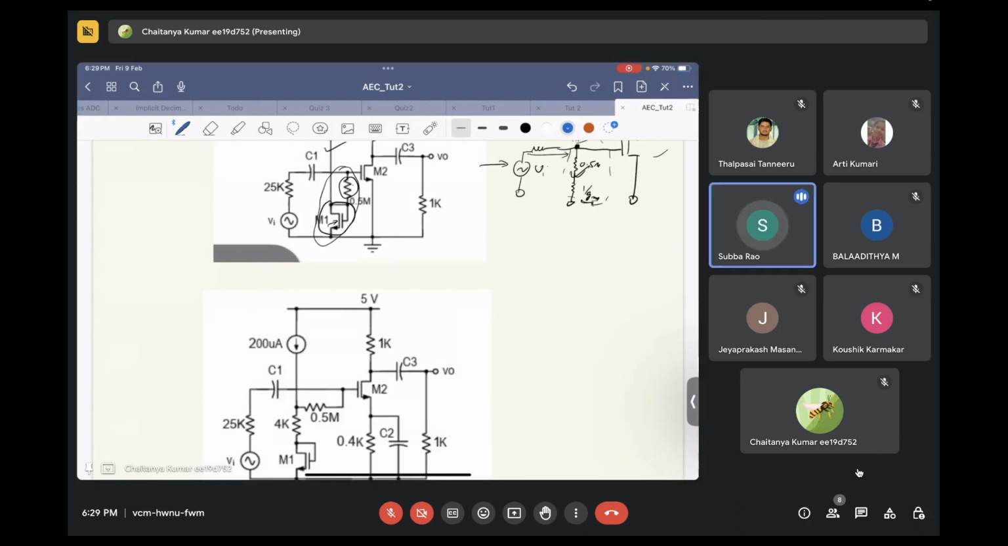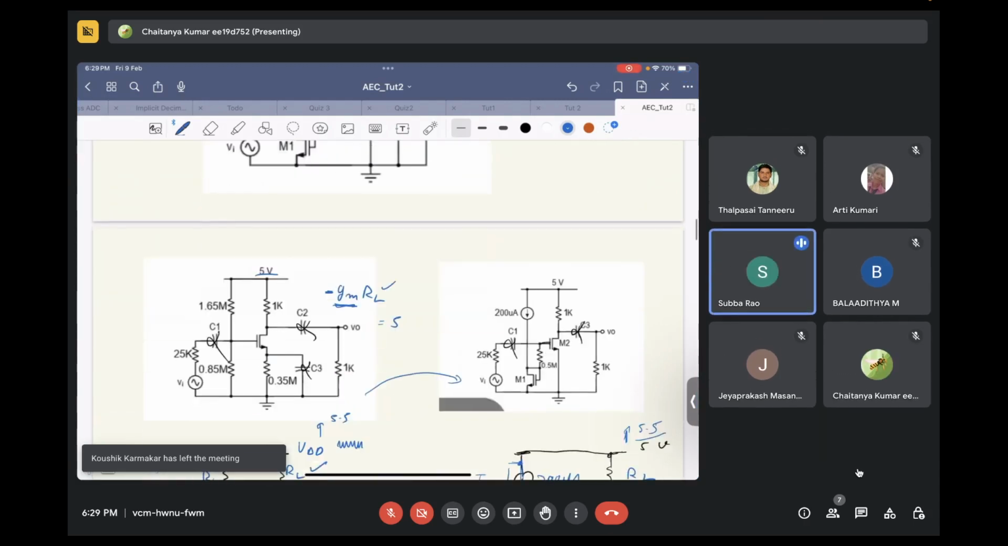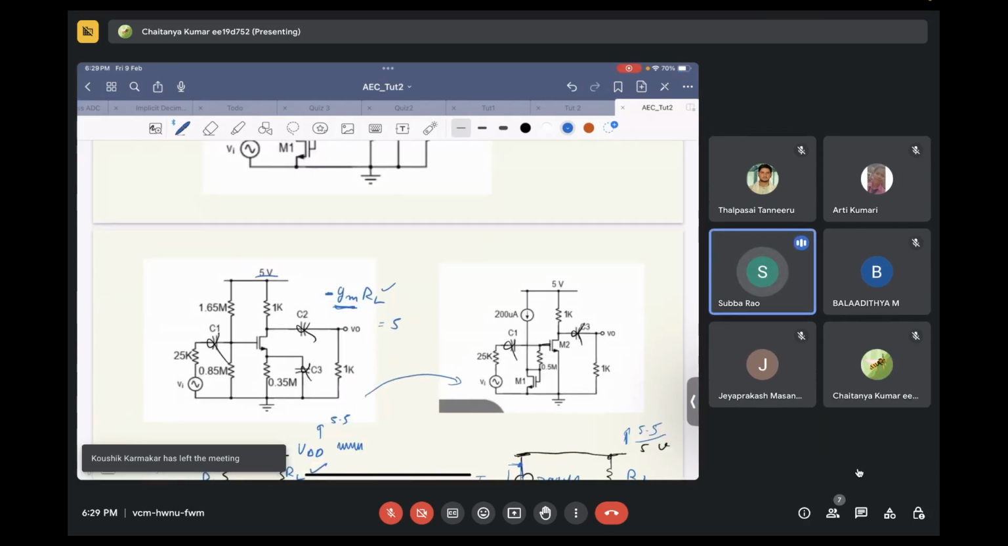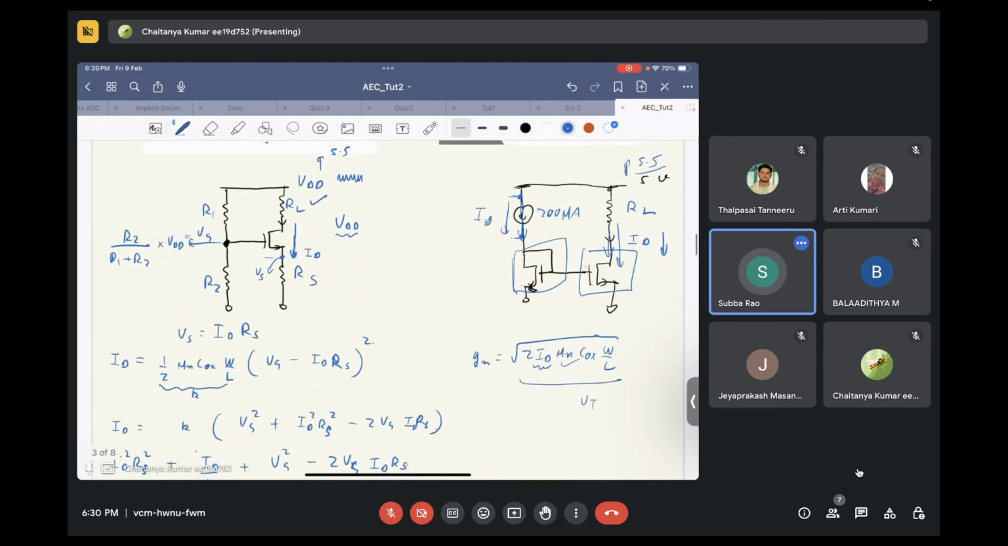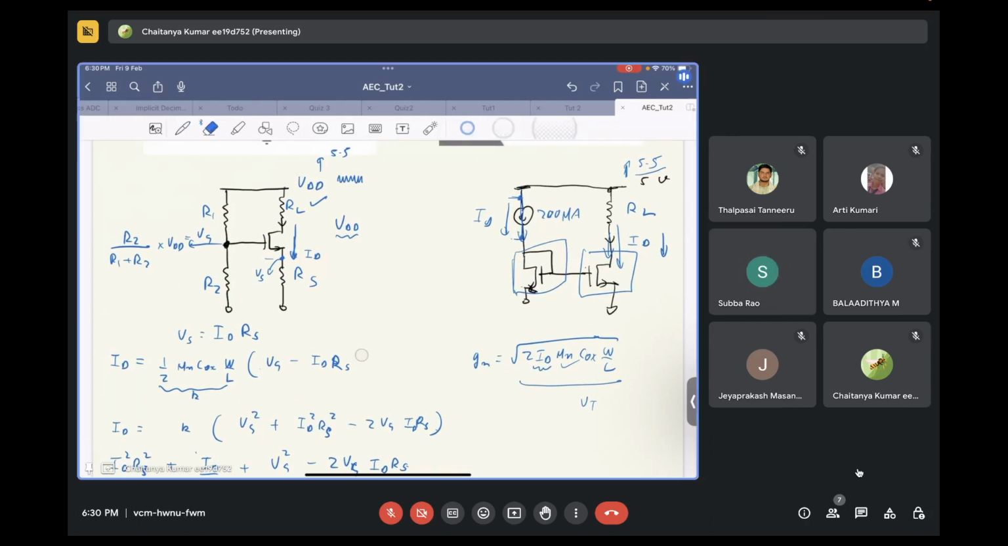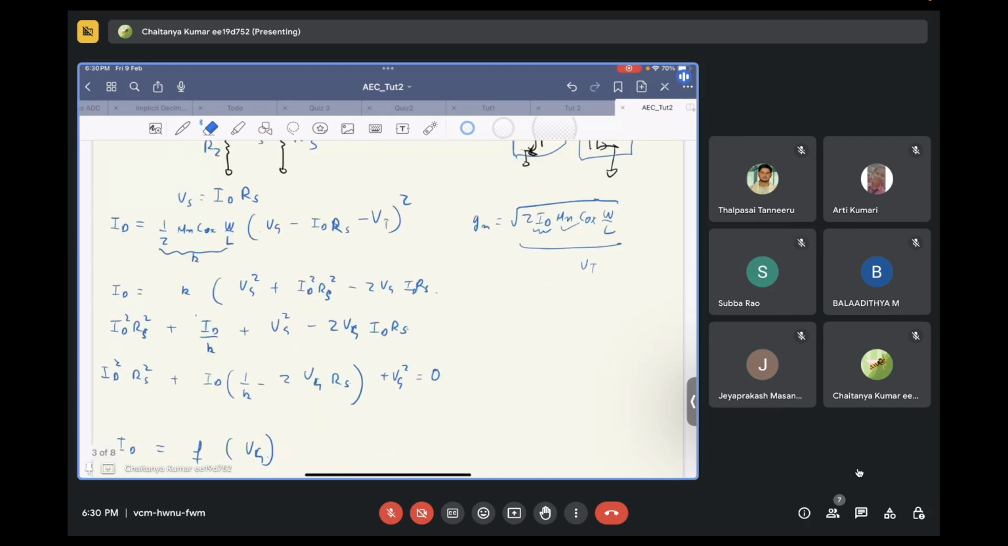Sir, can I have a doubt? Yeah, sure. Sir, here in the current equation, what you have written is Vg minus IDRS whole square. We have neglected Vt there, sir. Here we will have VT as well. Okay, thank you, sir. So accordingly the equations will be modified, but still this ID will be a function of Vg, that won't change. Sorry, this was a mistake.